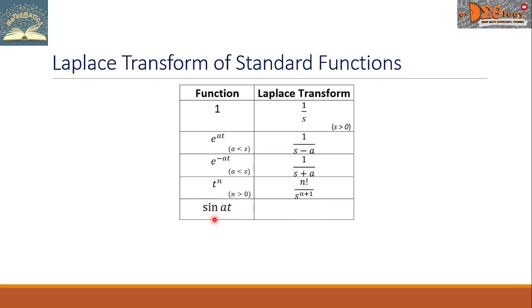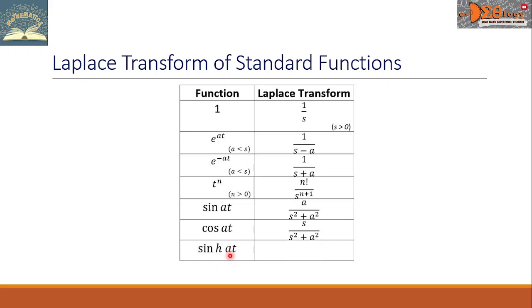Next function is the sine at. Laplace transform is a over s squared plus a squared. What about cosine at? The transform is s all over s squared plus a squared. Then the sine h of at. Laplace transform is a over s squared minus a squared. And the cosine h of at, we have s all over s squared minus a squared.